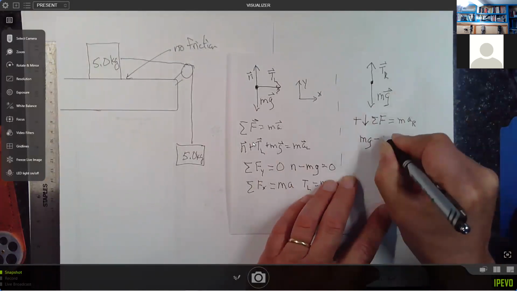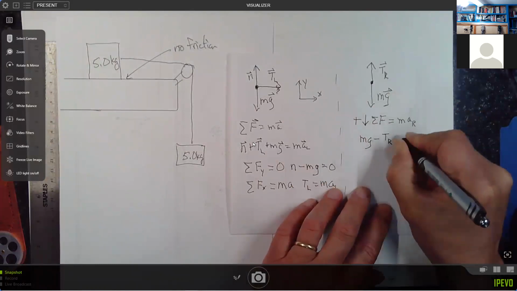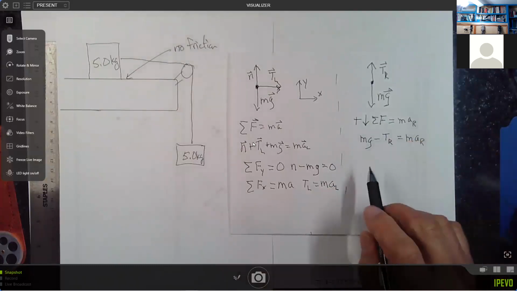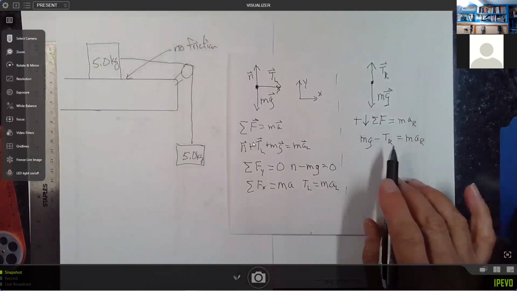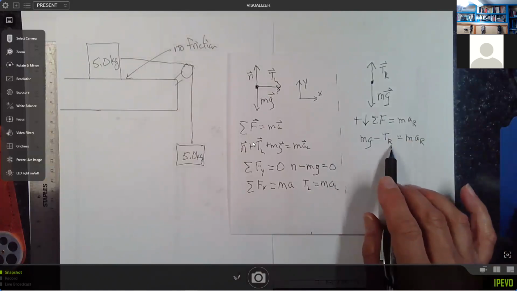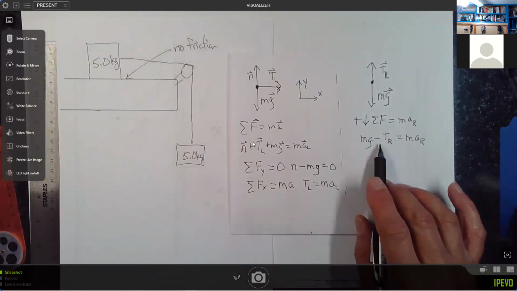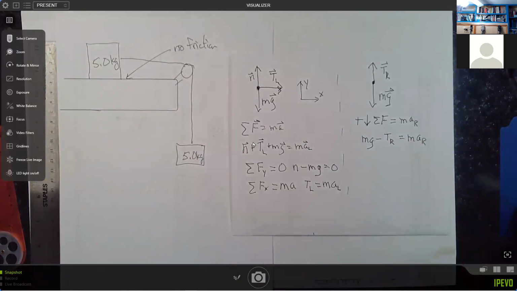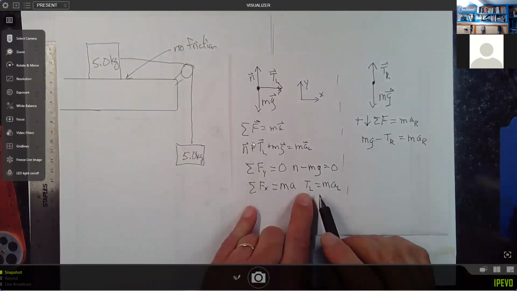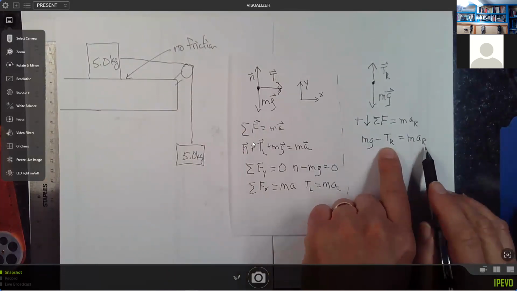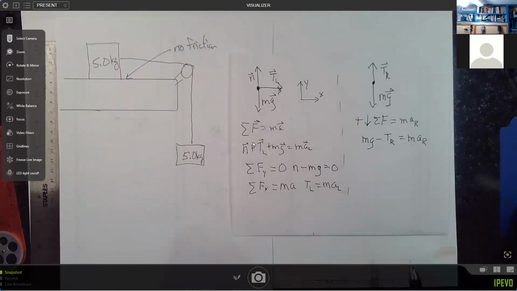And so I'll just get mg minus T sub R is going to equal ma sub R. And that's Newton's second law. It's in scalar form for this one. And this minus sign tells me that that tension in the rope on this one is fighting the weight of that hanging mass and won't let it accelerate as fast. All right, well, I have two unknowns here. I don't know T sub L or A sub L. I don't know T sub R or A sub R, but I can simplify things.